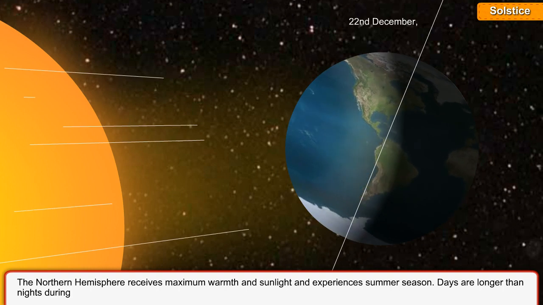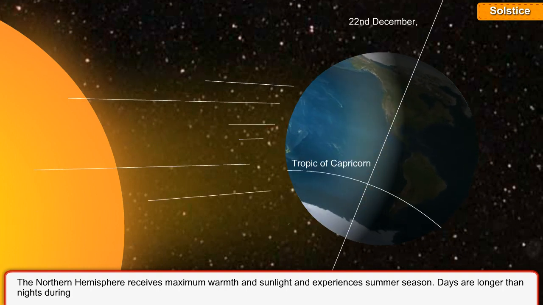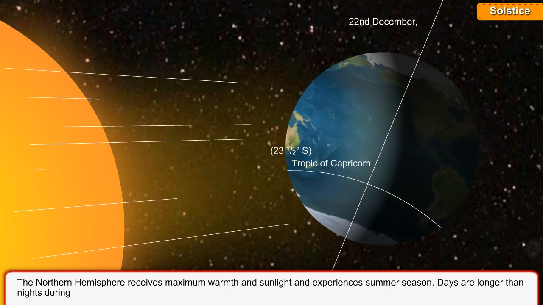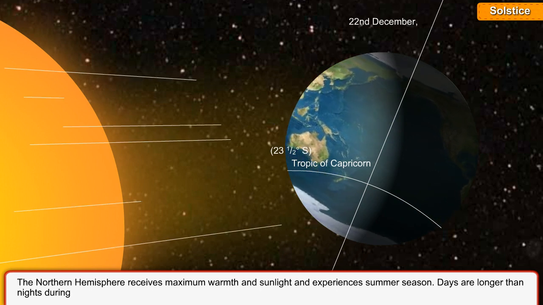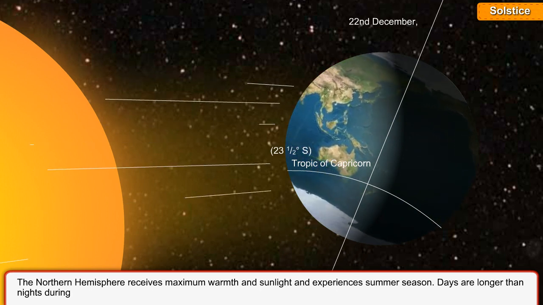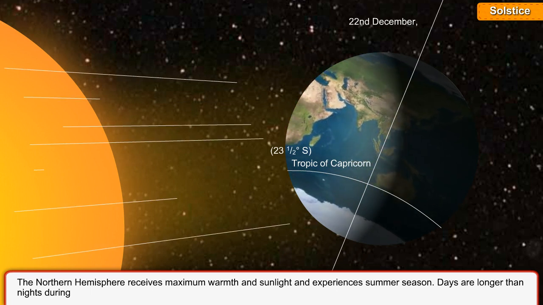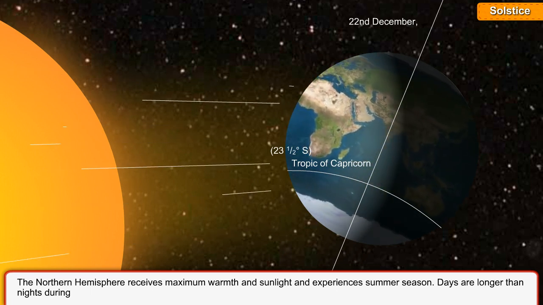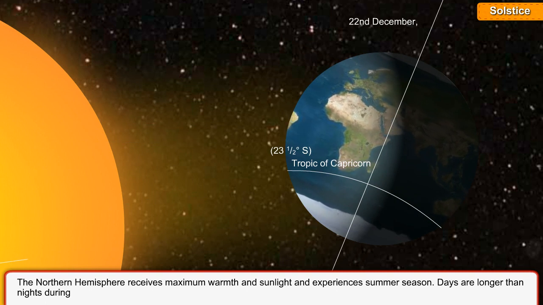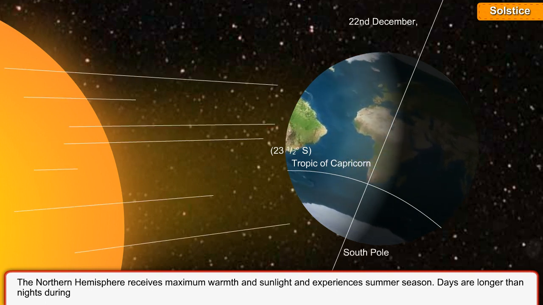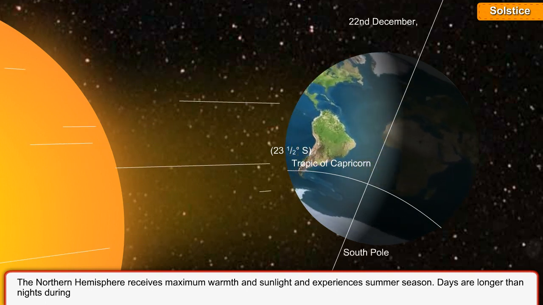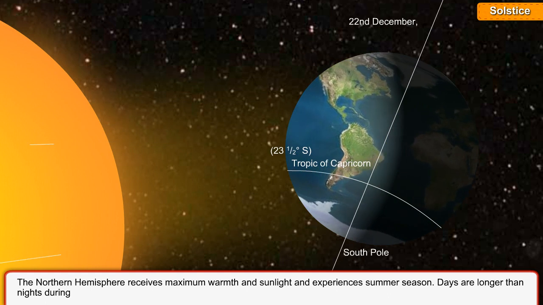On 22nd December, the Tropic of Capricorn, 23.5 degrees south, receives the direct rays of the sun. The Southern Hemisphere experiences summer with longer days and shorter nights. The South Pole is tilted towards the sun.